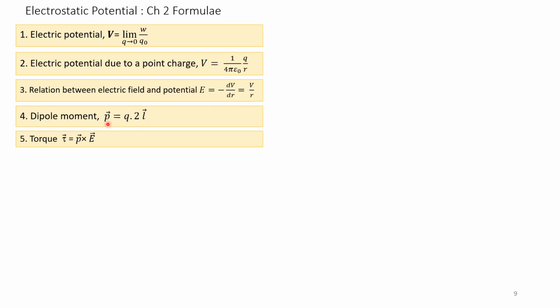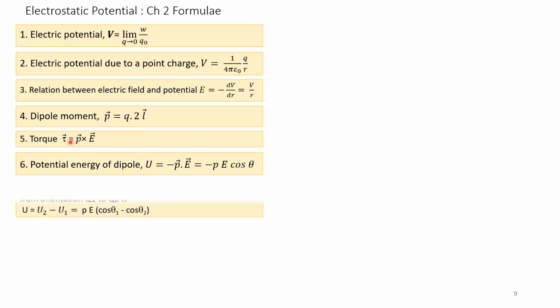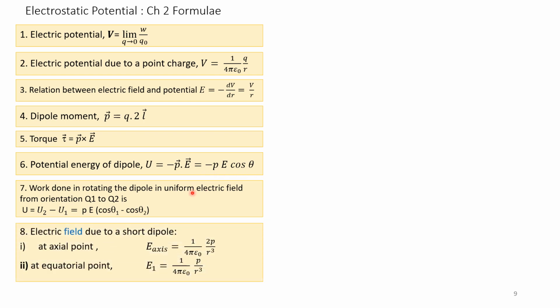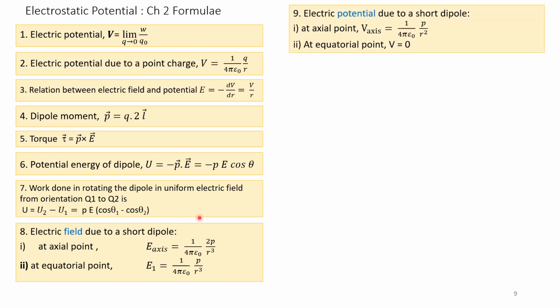Dipole moment is given by vector P is equal to Q into 2L. Torque tau is equal to P cross E. Here it is a vector. Potential energy U is equal to minus P.E, or minus PE cos theta. Work done in rotating a dipole in a uniform electric field is U2 minus U1, that is PE into (cos theta 1 minus cos theta 2).